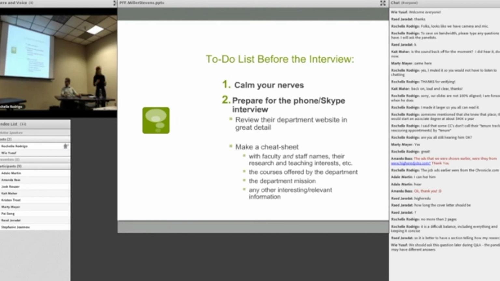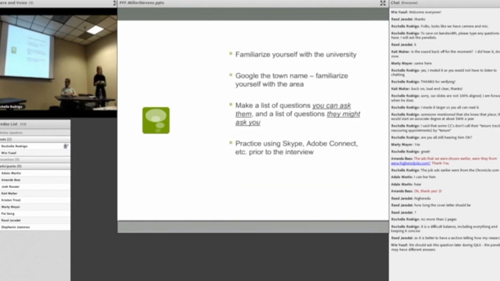For example, Seattle University has, I believe, a Center for Public Service, and they're really involved with that, and you want to make note of those sorts of things. Familiarize yourself with the university. How big is the university? How many colleges do they have? Of course, Google the town name. We already went over this. Become familiar with the area.